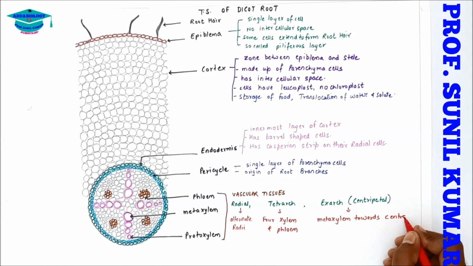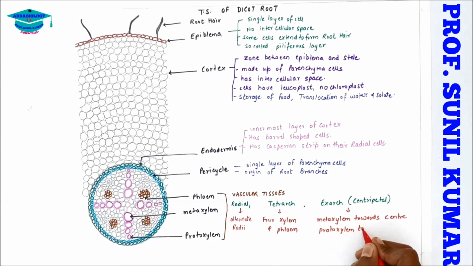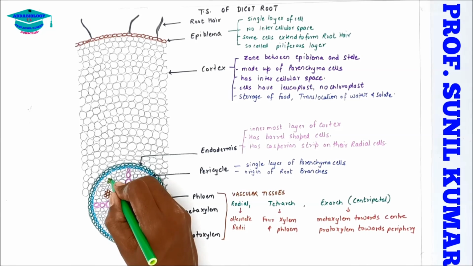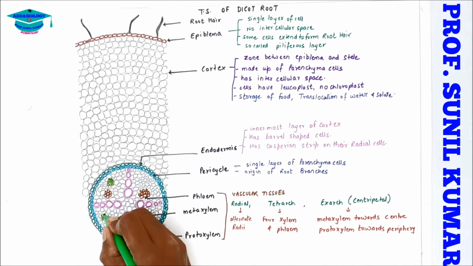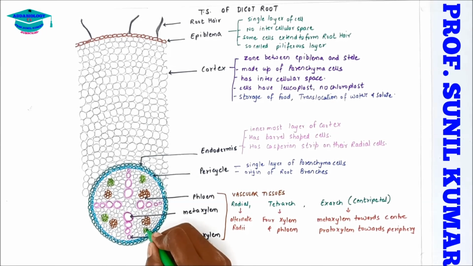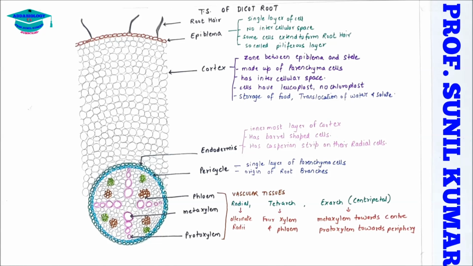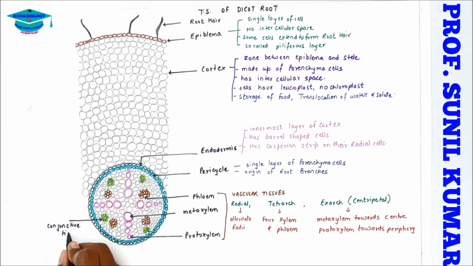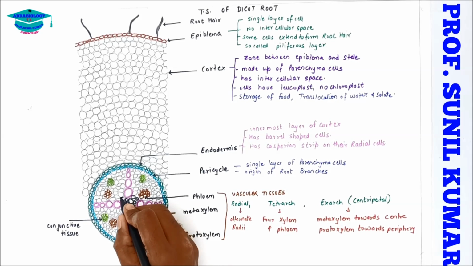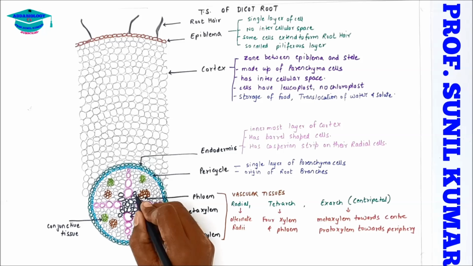And in the center, we are going to have a very small pith. In monocot root, if you remember, the pith was very large, but in dicot root the pith is very small. Along with them in the vascular bundle there are specialized cells, and these cells are called conjunctive cells, or conjunctive tissue, and in the center there is a space called the central pith. This is all you should know with respect to the TS of dicot root.